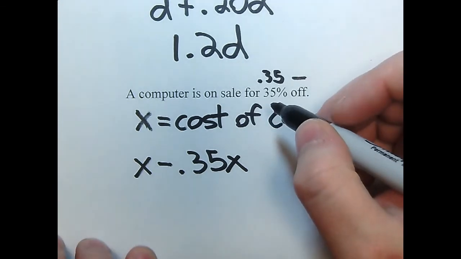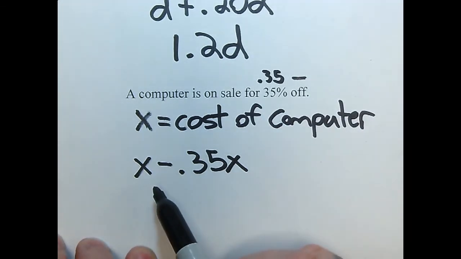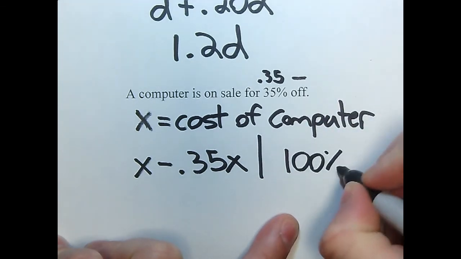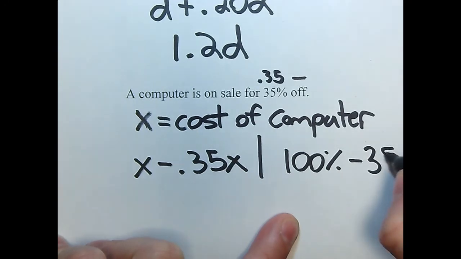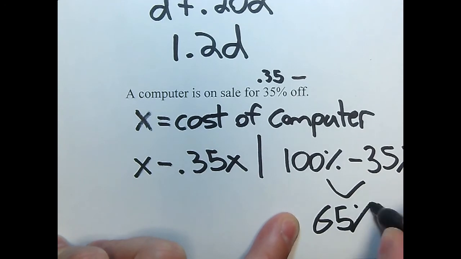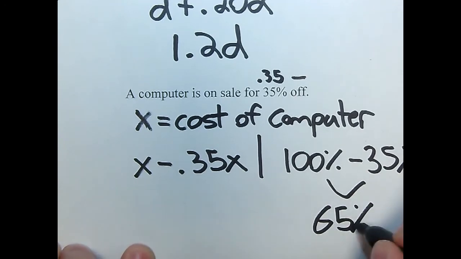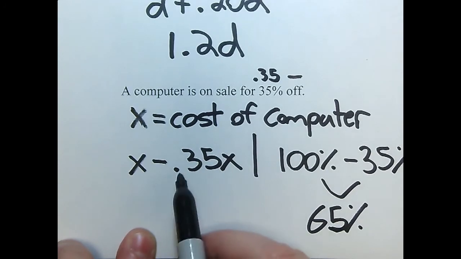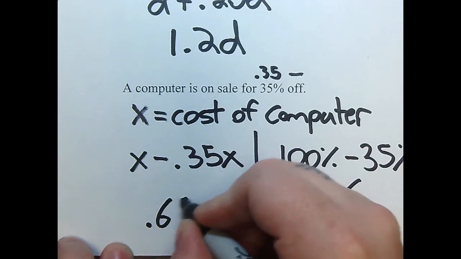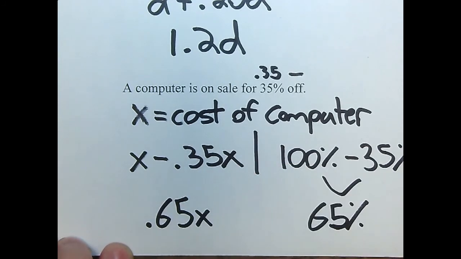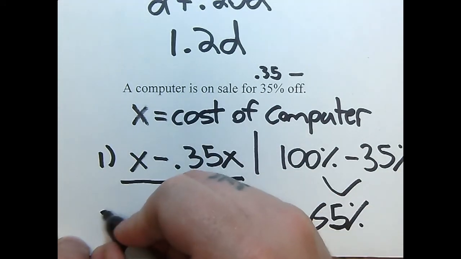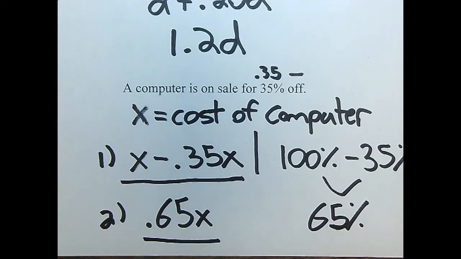Or we can realize that if we start at 100%, let's say we start at 100% and we subtract 35%, we're really going to end up paying 65% of the original cost. So we can make it easier on ourselves and not have this subtraction if we just realize that we can put 0.65x, and that will also represent the cost. So way 1 is this, and way 2 would be this.